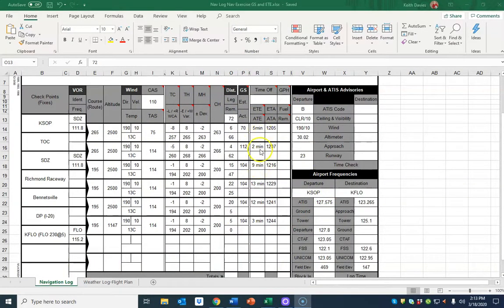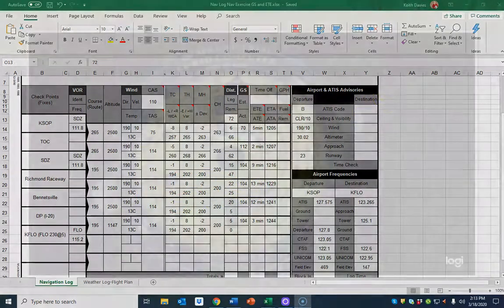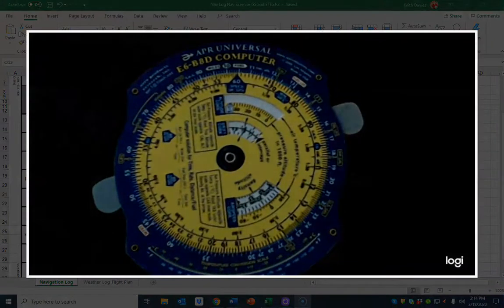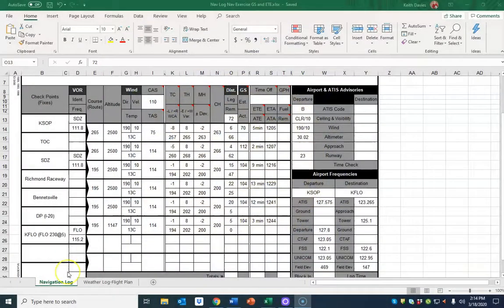Okay, now I did that exact same calculation. I'll do one more for, this is 22 miles at 104. Okay, how long is it going to take me? Well, I've got 13 minutes there. Let's look how we did it. We're still at 104 knots, but now we're going 22 miles. Let me double check. It was 22 miles.